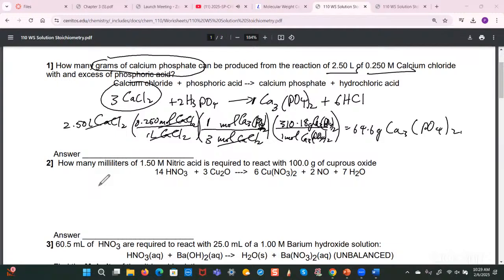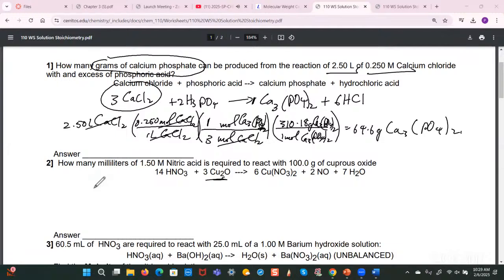All right, so now that we're sure that the equation is balanced, the question says, how many milliliters of a 1.5 M nitric acid solution is required to react with 100 grams of cuprous oxide, which is the same thing as copper 1 oxide, which is this right here, right? Okay, so any ideas? How would we tackle this problem?